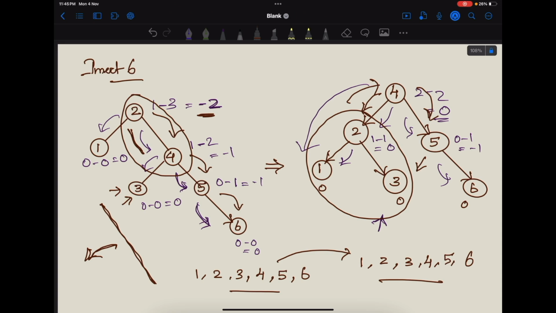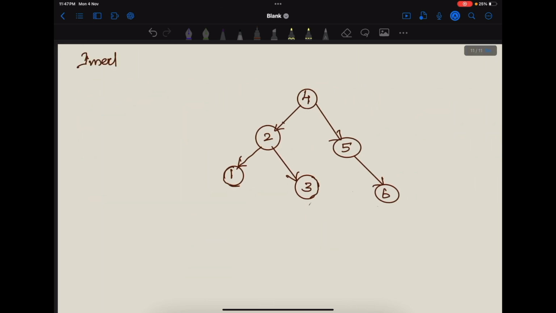Your rotation is correct. Now I am going to insert number 7 in the existing tree. So first you have to compare with the root node. 7 is greater, so come to the right hand side. And compare to 5, 7 is greater, come to the right hand side. And compare to 6, 7 is greater, so place your node at the right hand side of 6.